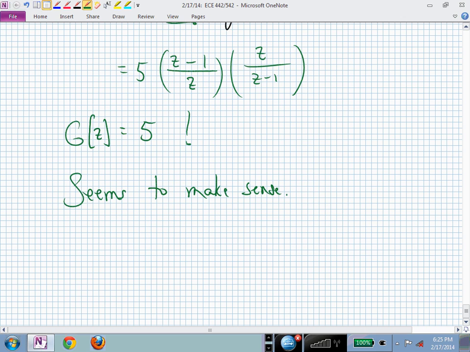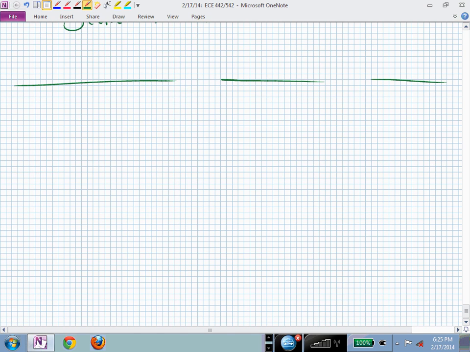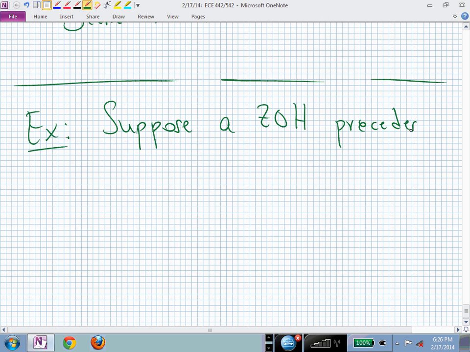It's always nice when you can start to feel sort of comfortable with what you're doing. All right, let's shake that up a little bit. Let's go back to our physics, and now let's look at another example. Suppose that now our system is a pure mass. So suppose a zero-order hold precedes a pure mass system.